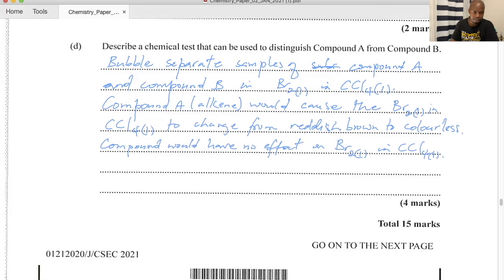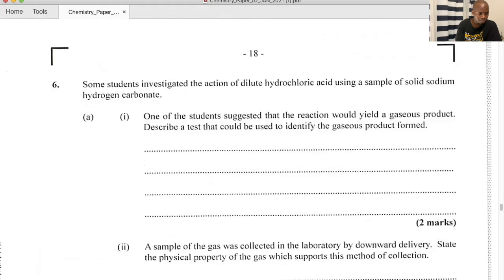There's another test that we could use. We could also bubble compound A and compound B, of course, separately, in a solution of potassium permanganate, which is purple, and compound A would also decolorize the potassium permanganate, whereas compound B, the alkane, would have no effect. We would see no visible change right there. And just like that, we would have picked up 30 marks.